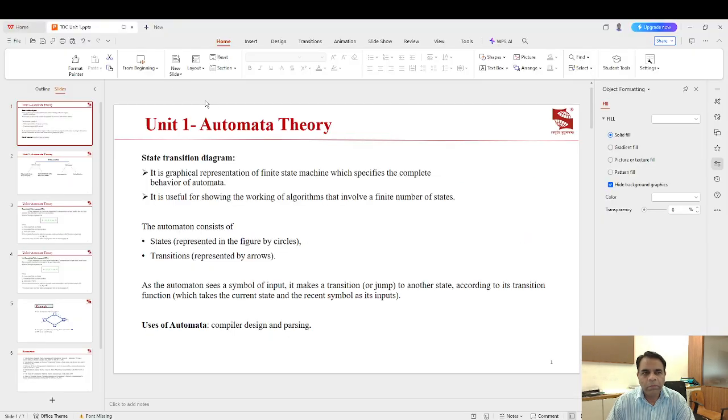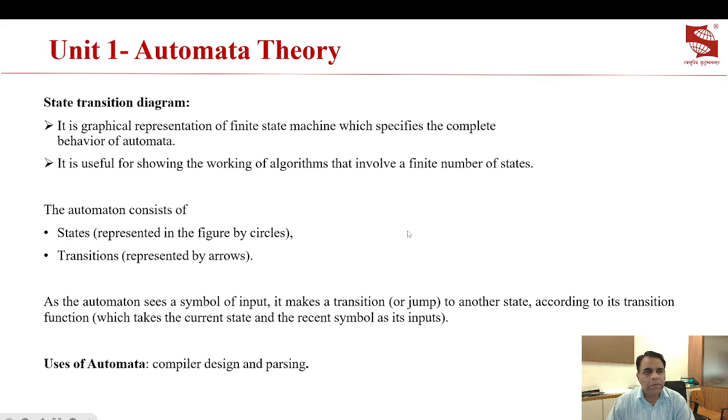Today we will start a new topic, the first unit, that is automata theory. Basically, in the theory of computation, the first unit is related to automata theory. Automata is nothing but a mathematical model using which we can accept languages. So the point is, how can you represent the automata, or you can say the mathematical model?